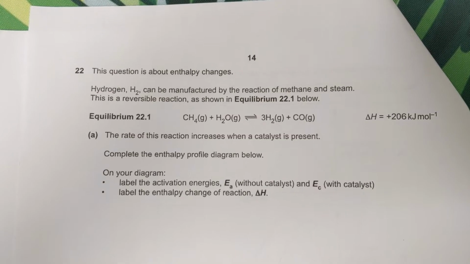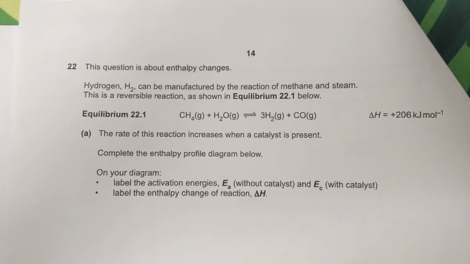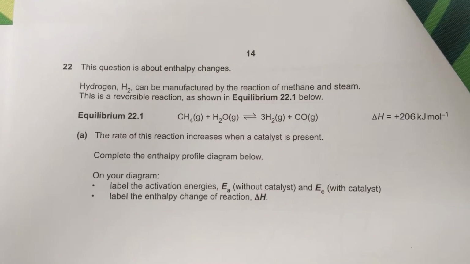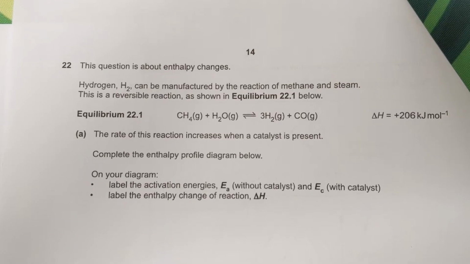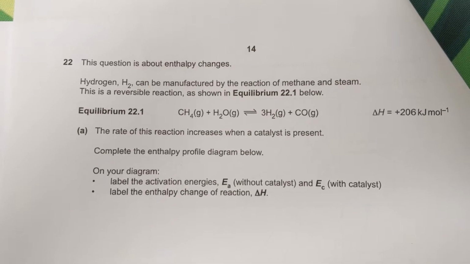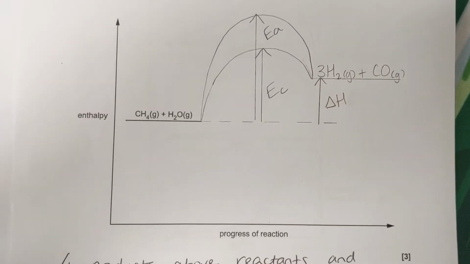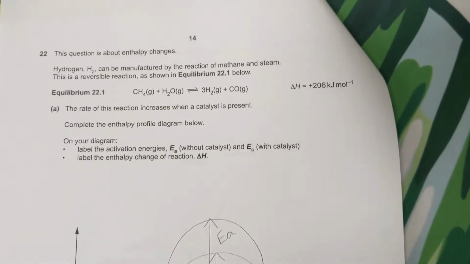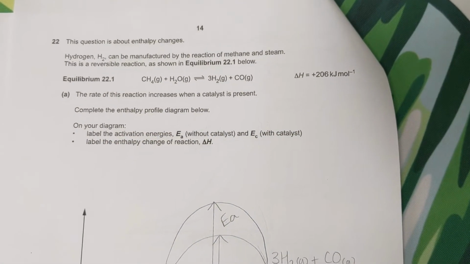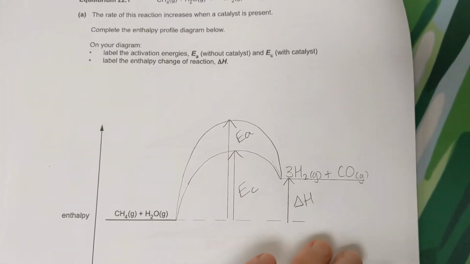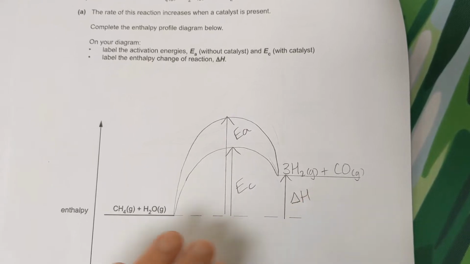Next question is about enthalpy changes. We have a reversible reaction and it's asking us to draw an enthalpy profile diagram for it. So it started us off, it's given us the axes and the reactants. If we look at the delta H, it's an endothermic reaction, which means products must be higher energy than reactants.